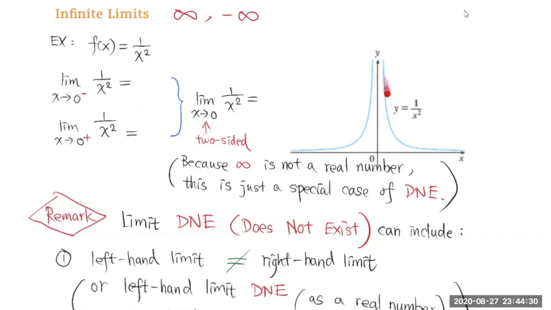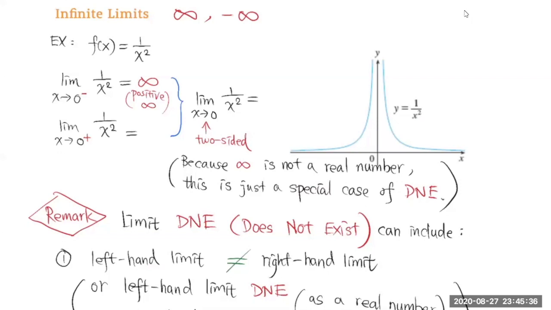This is the graph of the function, 1 over x squared. When x approaches 0 from the left side, we go along the curve. The function value keeps on increasing and going up without bound. So we say that 1 over x squared goes to infinity, and this limit is equal to infinity. It is positive infinity, but when it's positive infinity, you don't need to put a plus sign there.